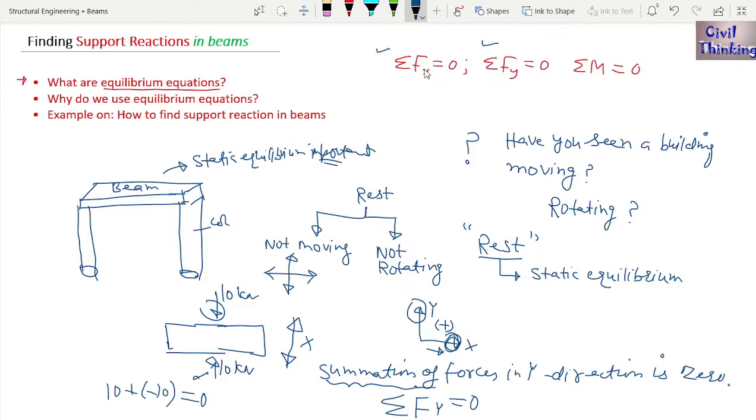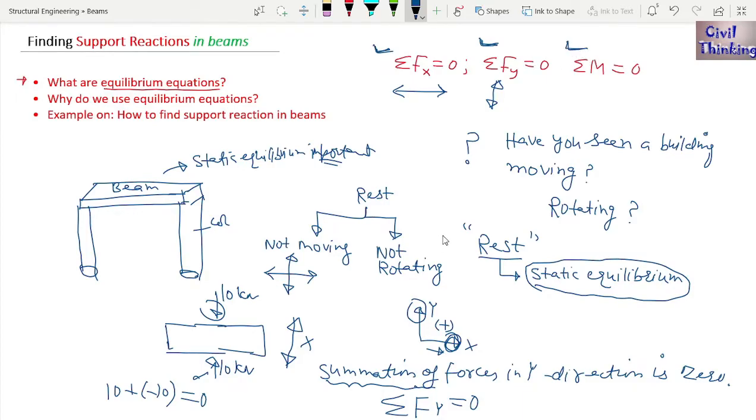It means when summation of Fx is 0 and summation of Fy is 0, there will be no translational motion. There will be no motion like this, left right, and for summation Fy there will be no motion up down, right? That is the reason when we talk about static equilibrium, we say summation Fx equal to 0, summation Fy equal to 0. When the body is resting, it means summation Fx equal to 0, summation Fy equal to 0, but also the summation of moment is 0.